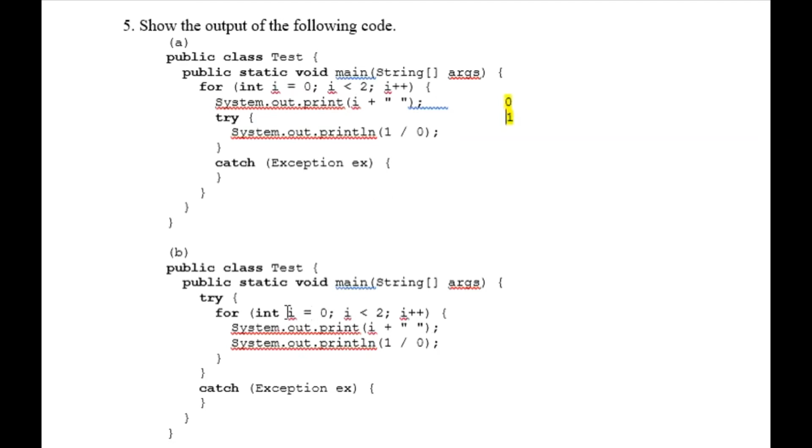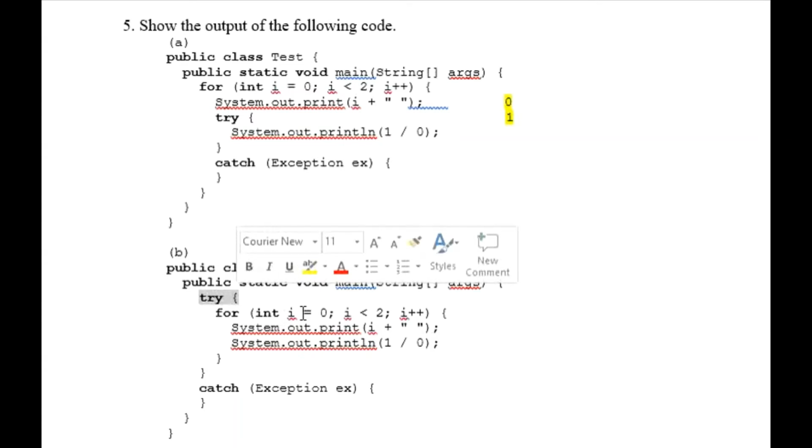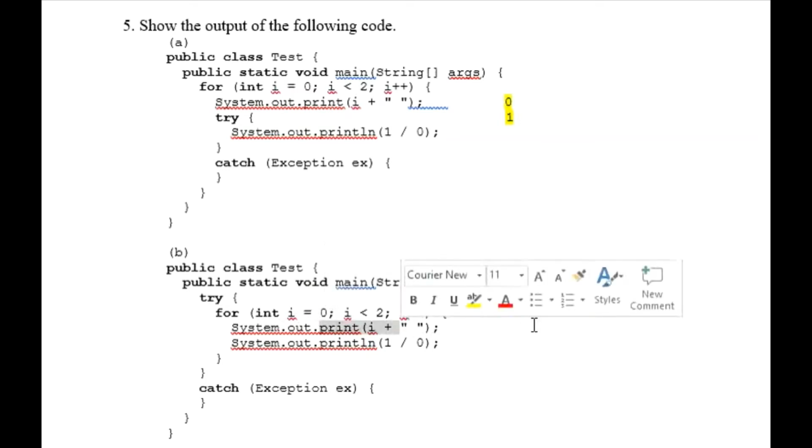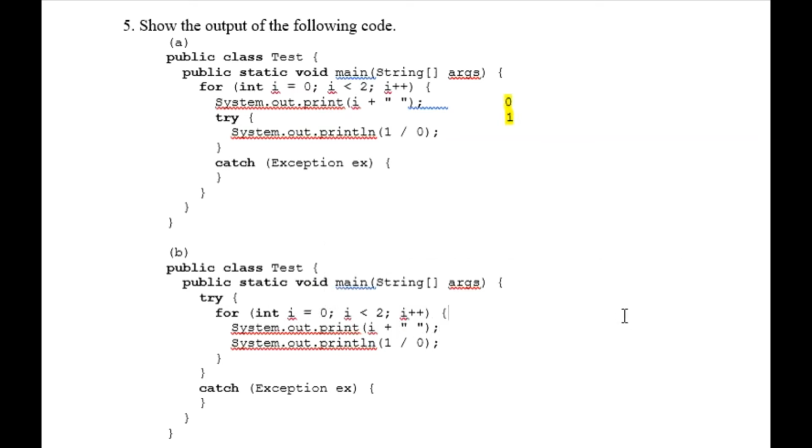Okay, let's see the second one. The for loop is inside the try block. Same for loop, i ranges from 0 to 1. When i becomes 0, it prints the value of i, so this is the output I'm highlighting here. Then in the next statement, you divide 1 by 0, it throws the arithmetic exception, which is caught here, and then it goes after the try catch. There is nothing, so it's the end of the program. So 0 is the output.